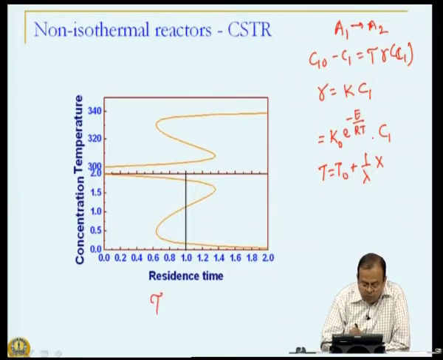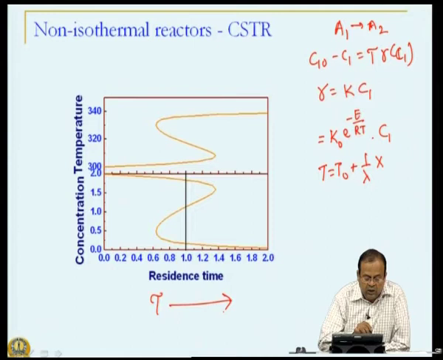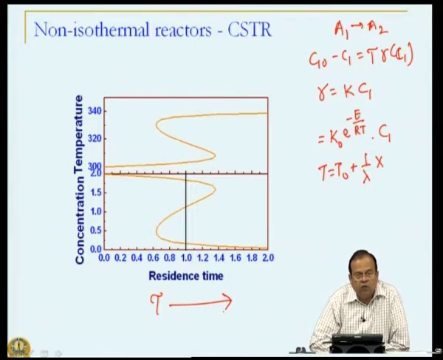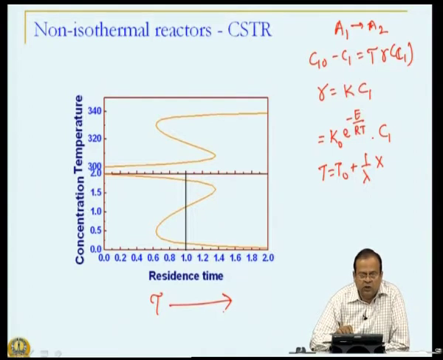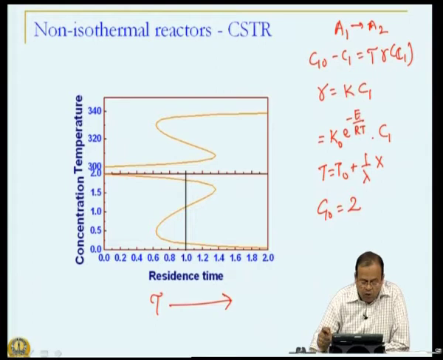So, that is what is plotted on the x axis, and how does the concentration as well as temperature vary in the reactor. There are some numbers that I have taken for this illustration. For example, C10 is taken as 2 and so on. So, all these K naught, E, there are some values assigned to it, but these values are not that important, but the behavior of the reactor that is important.